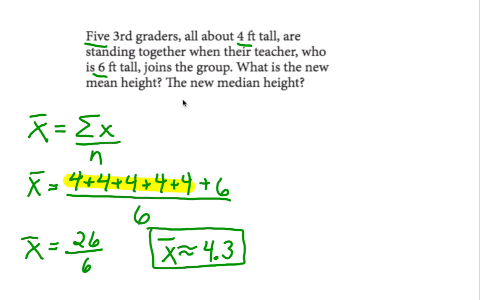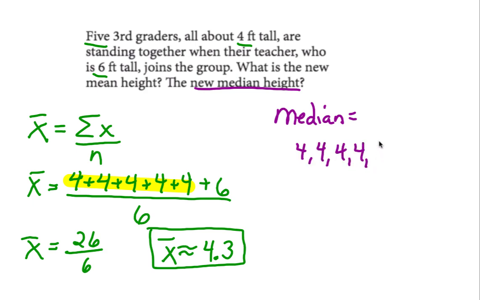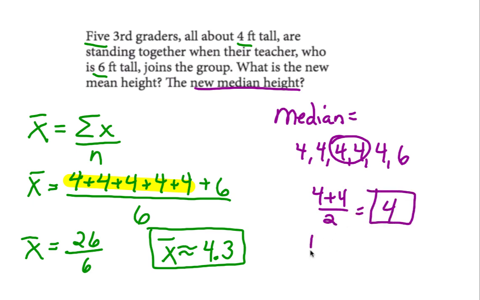Next, it asks us to find the new median height. So for the median, remember I need to write the numbers in increasing order. So I have 5 4s, 5 people are 4 feet tall. Then I have my teacher, who is 6 foot tall. The number in the middle, so I have an even number of values, so 4 and 4. So when I add the 4s together and divide by 2, I still get 4. So the median height was not impacted by the outlier of the teacher. The median is still just 4.